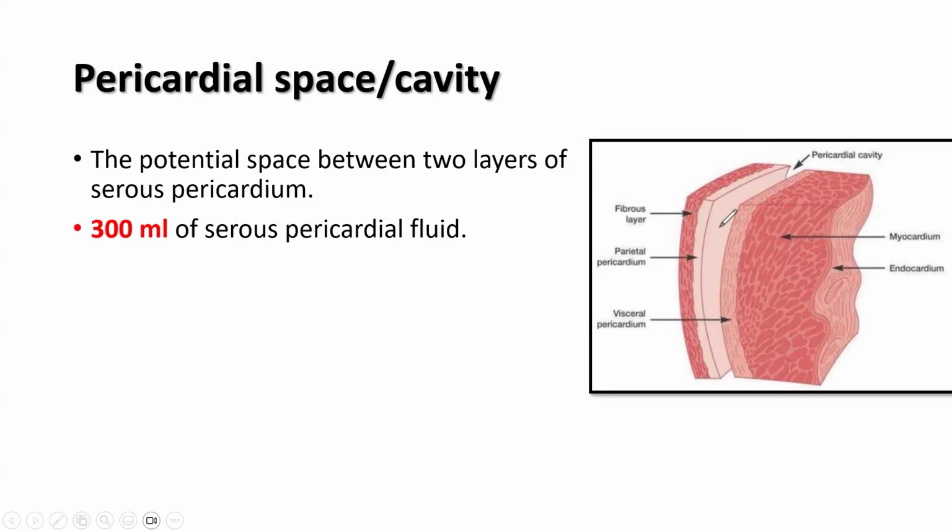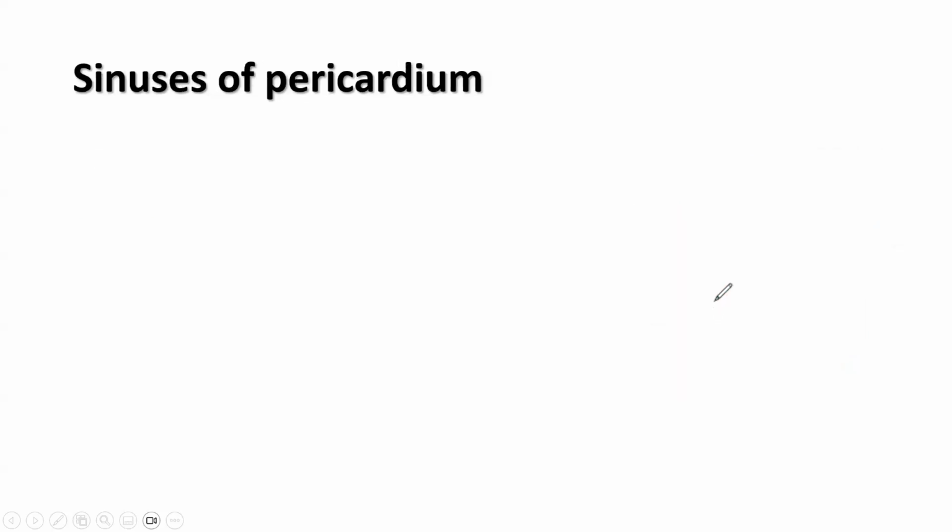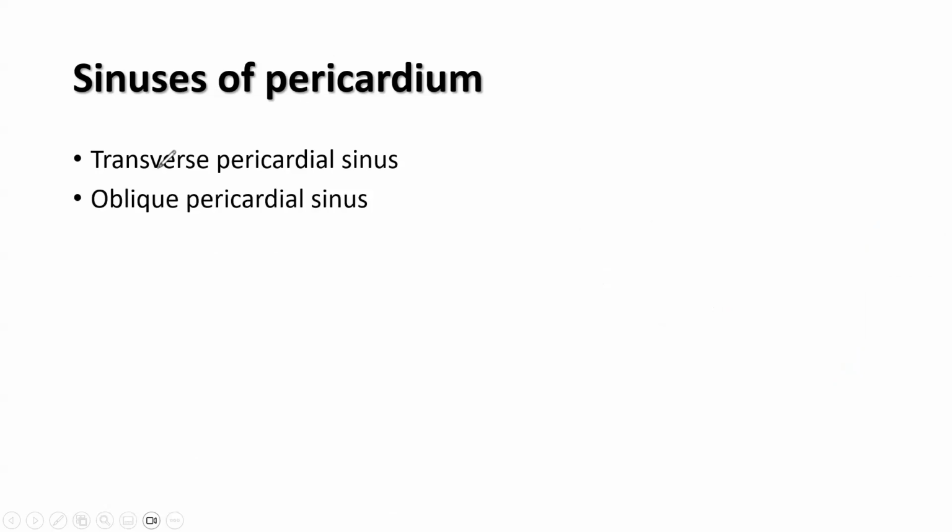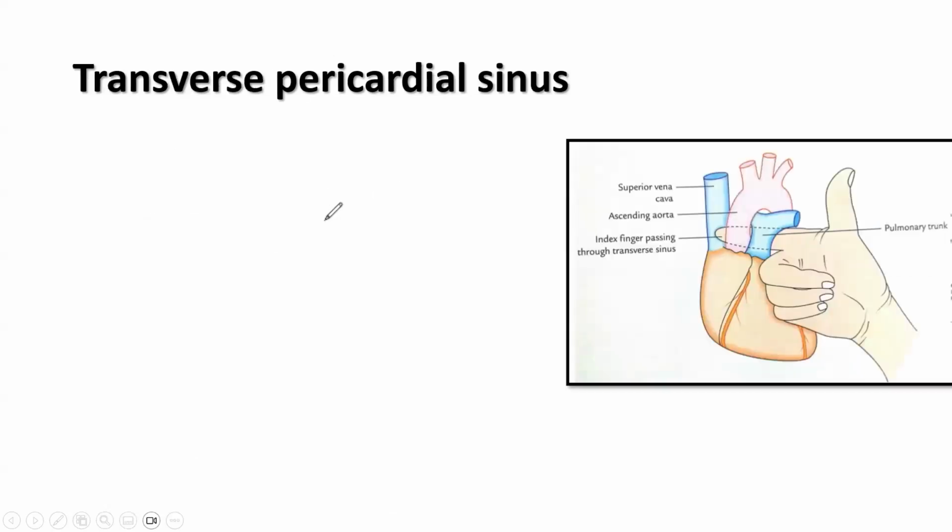The amount of fluid is not more than 300 ml. So the normal amount of fluid is 300 ml. This is the pericardial fluid. Now, what are the sinuses of pericardium? There are two types of sinuses of pericardium. One is called transverse pericardial sinus. Another one is oblique pericardial sinus.